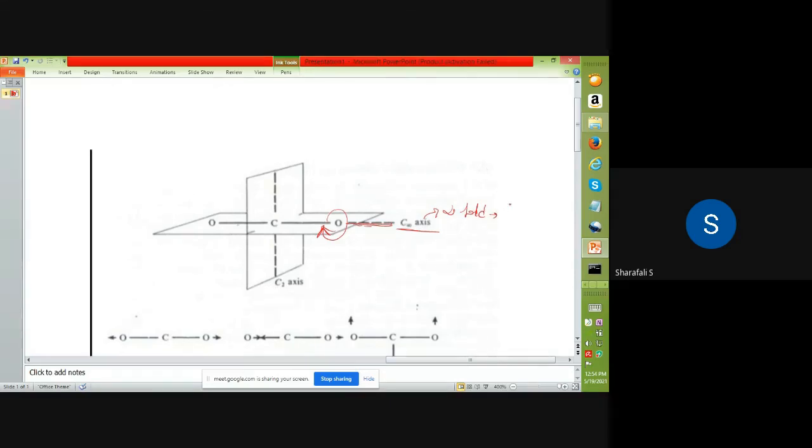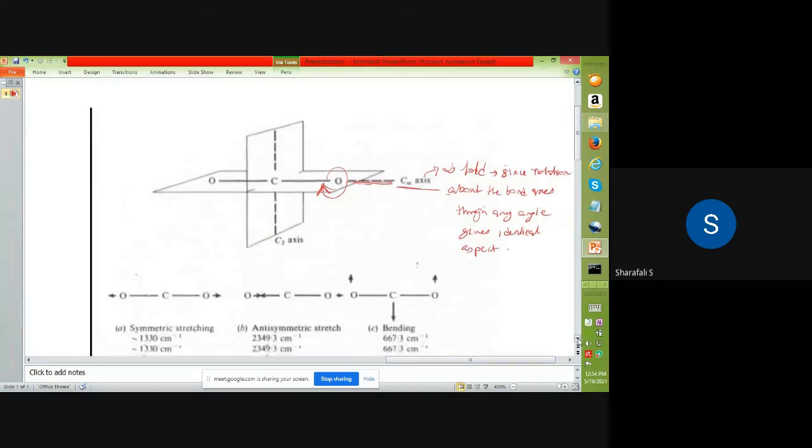Why is it called infinite fold? Because rotation about the bond axis through any angle gives identical aspects. Identical means the same structure.